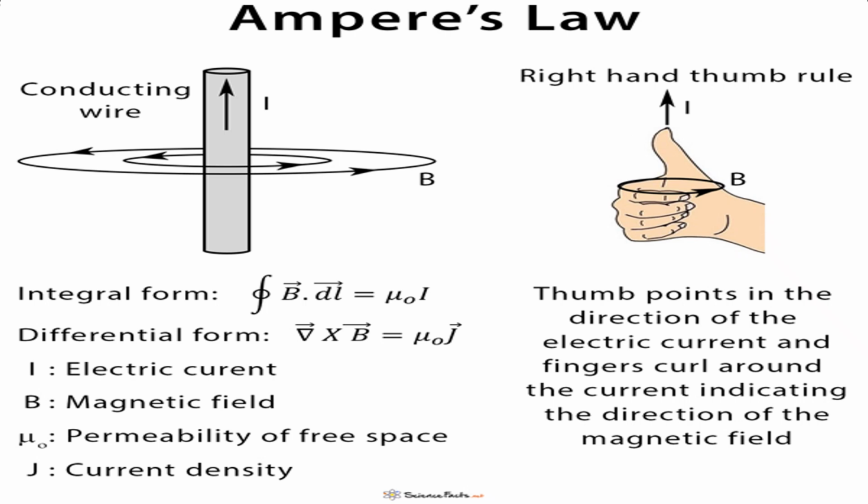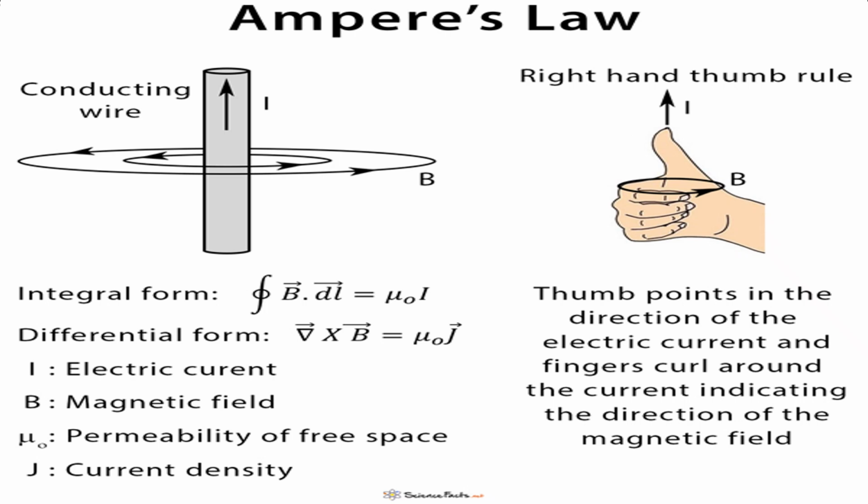When there is a current carrying wire in which current is I, then a magnetic field is created around the wire, which is closed integral of B dot dl equals mu naught into I, meaning total magnetic field produced with respect to the wire equals mu naught into I. Mu naught is the permeability of free space. The differential form is del cross B equals mu naught into J, where J is current density, I is electric current, B is magnetic field, and mu naught is permeability of free space.